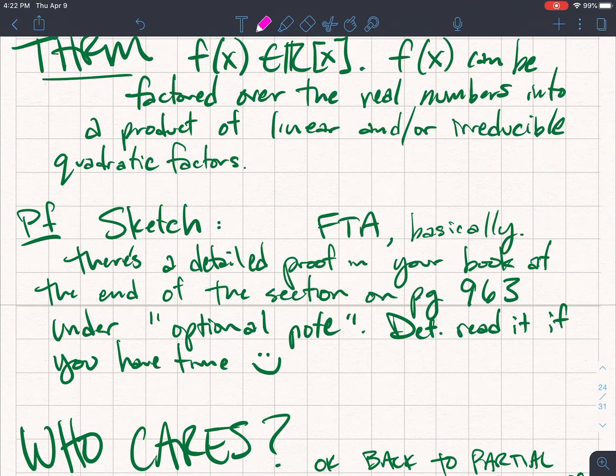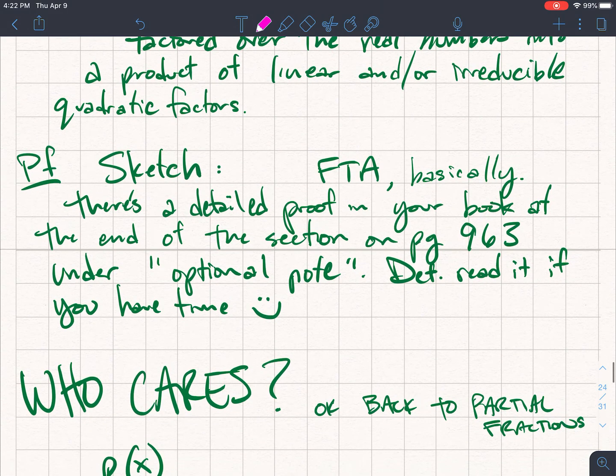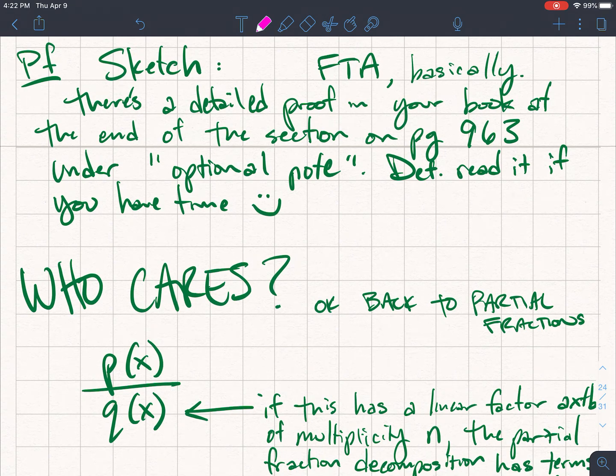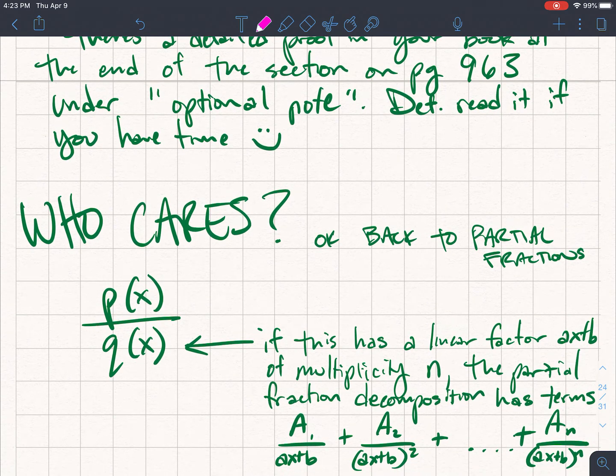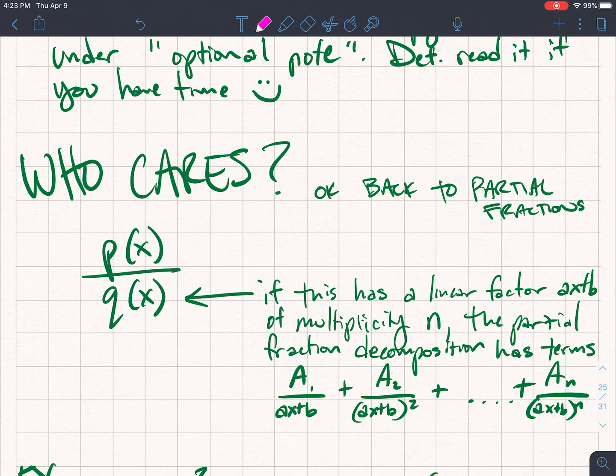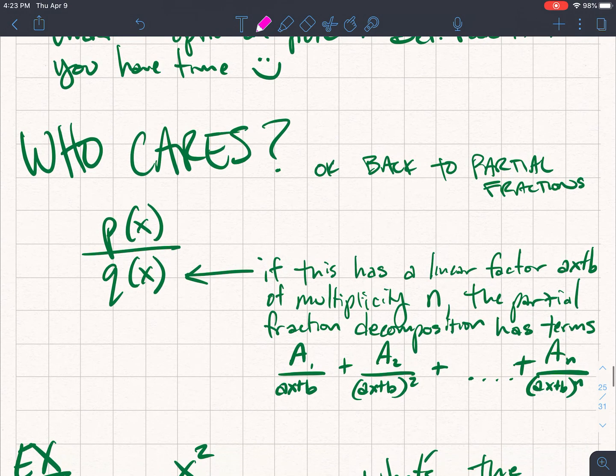Who cares about irreducible polynomials? Okay, back to partial fractions. I got some rational expression here. I got a polynomial on bottom. If that polynomial on bottom has a linear factor ax plus b, and the multiplicity of that linear factor is n, the partial fraction decomposition has these terms here. Notice that the numerators are all constants and the denominators are all those linear factors, except you have them to the power of 1, power of 2, power of 3, all the way up to the power of n, whatever multiplicity that linear factor has. Okay.